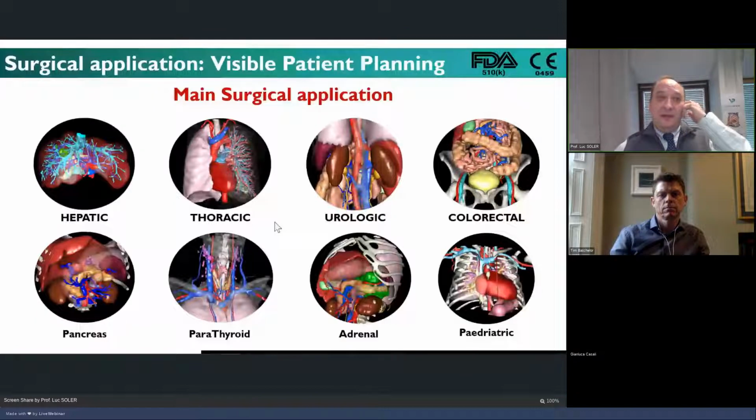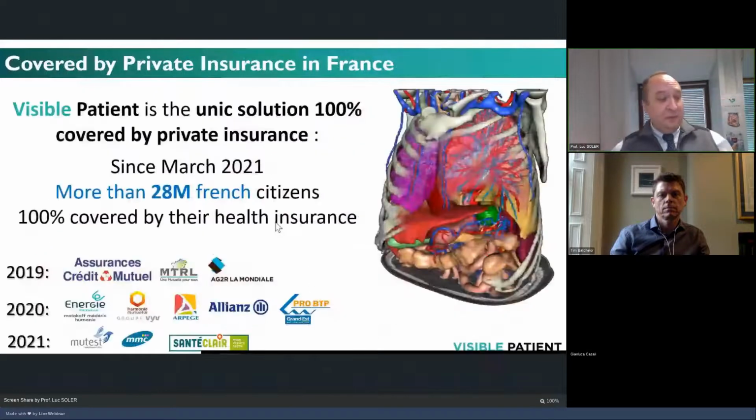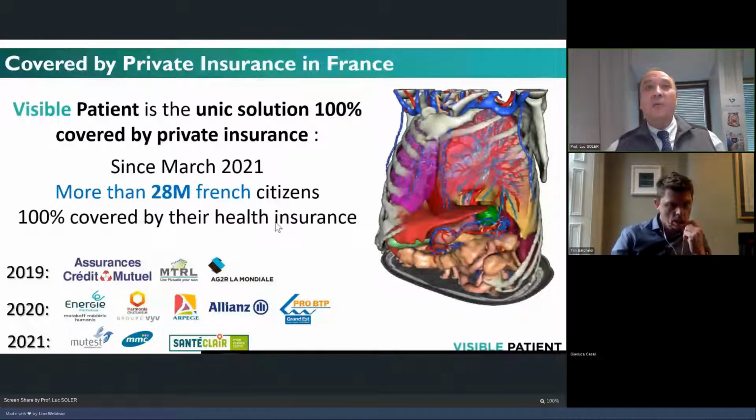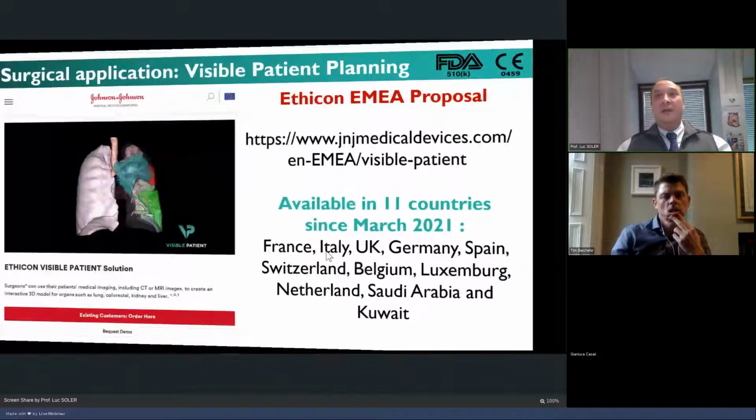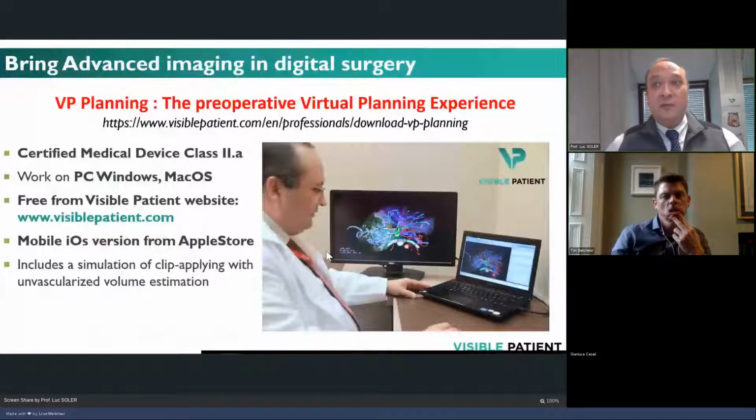So, Visible Patient is different for several reasons. In France, for instance, it is covered by private insurance that covers the price of the modeling. It is distributed, as you know now, by Ethicon worldwide, and from March, we have 11 new countries that have access. And this system gives access through software that is free of charge. It's a medical device, class 2A. It is certified in lots of countries. It is translated into native languages.